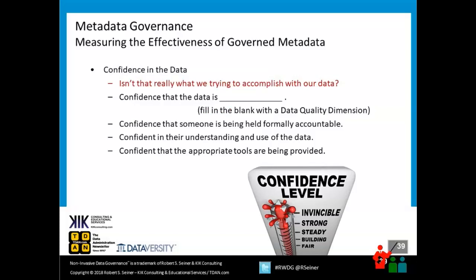We're trying to achieve confidence in the data. You may not state that in your mission, but a lot of times, really what we're looking for is confidence that the data is, and then take any of the quality dimensions that you're looking for, accessible, accurate, complete, any of the different dimensions that you have for data quality, confidence that the data is all of those things. And how are they going to get that confidence? They're going to get it from the fact that they have information that's going to improve their understanding about it, in other words, the metadata.